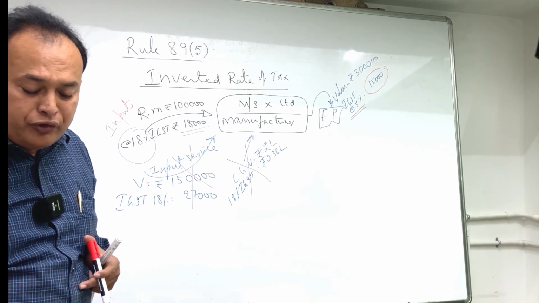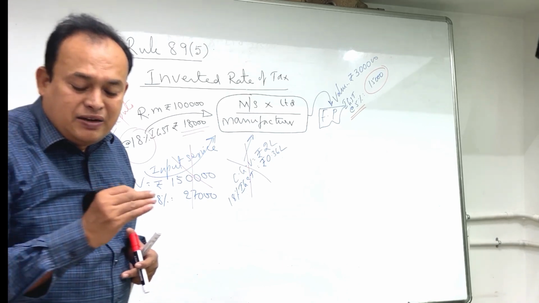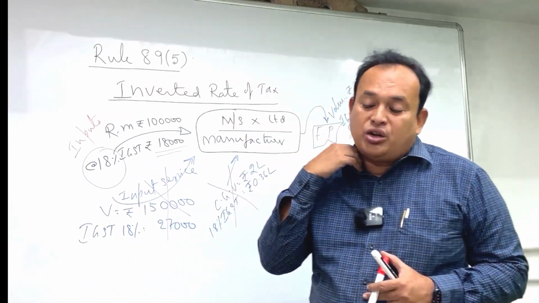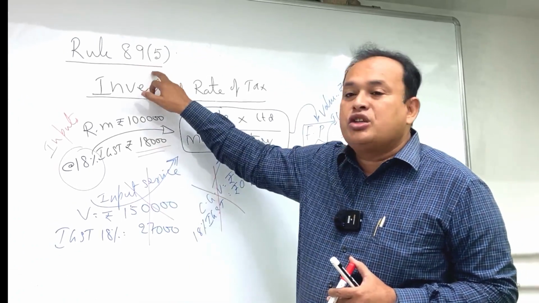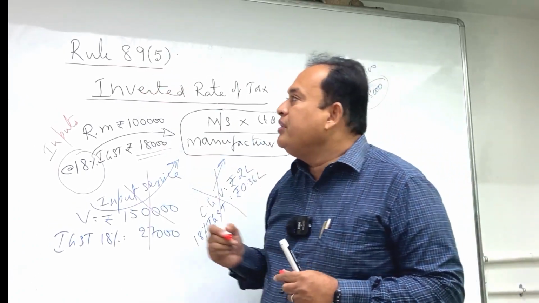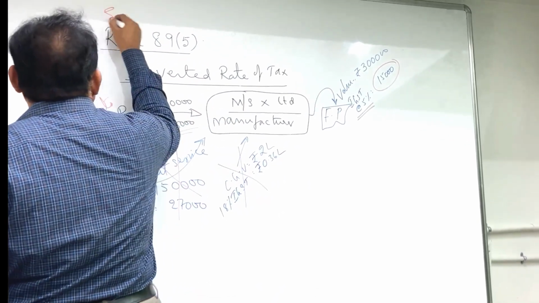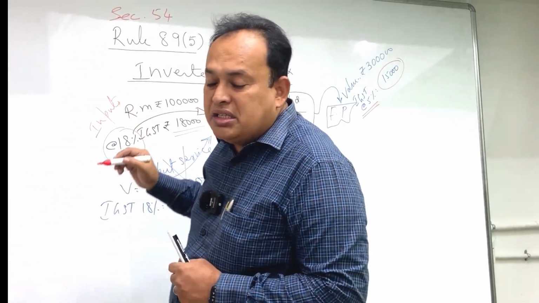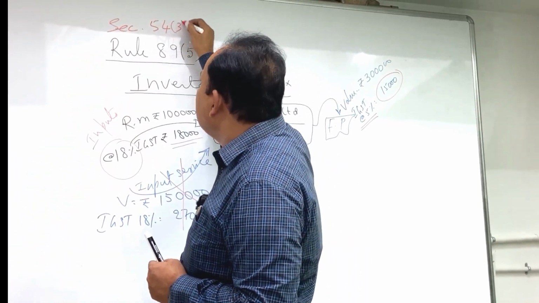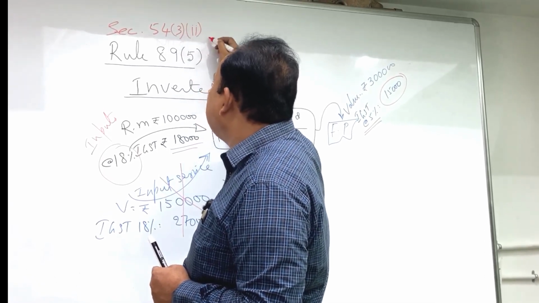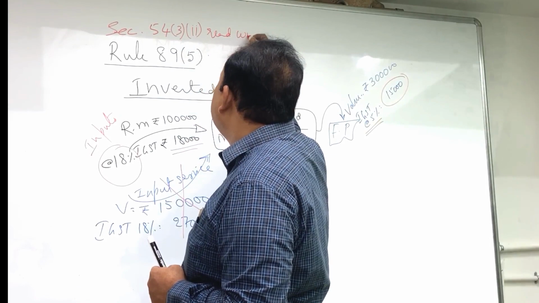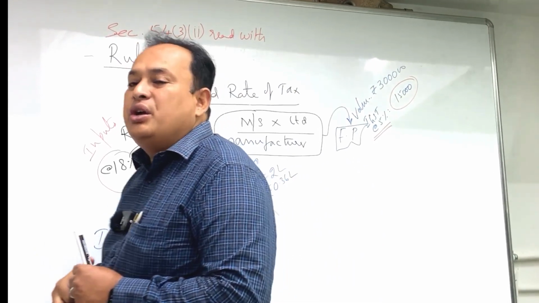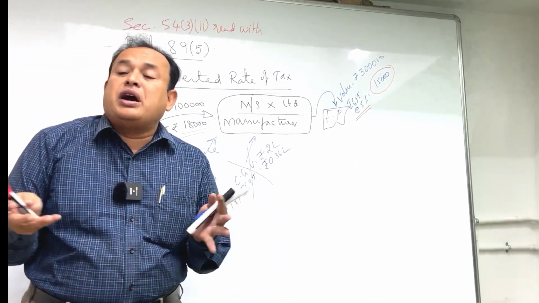On page number 345, it is mentioned that refund of inverted rate of tax is as per Section 54(3)(ii) of the CGST Act, read with Rule 89(5), which gives an elaborate formula-based approach.